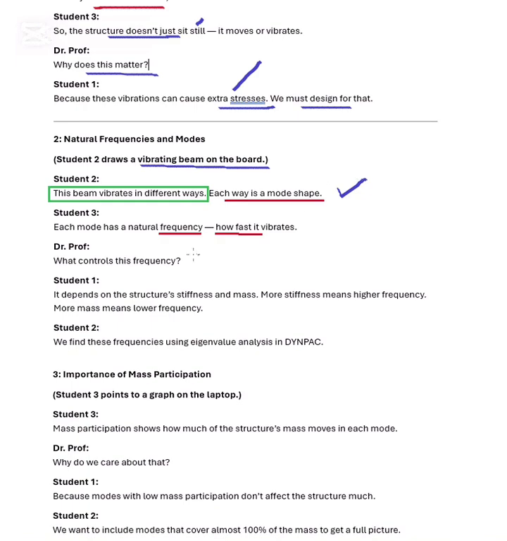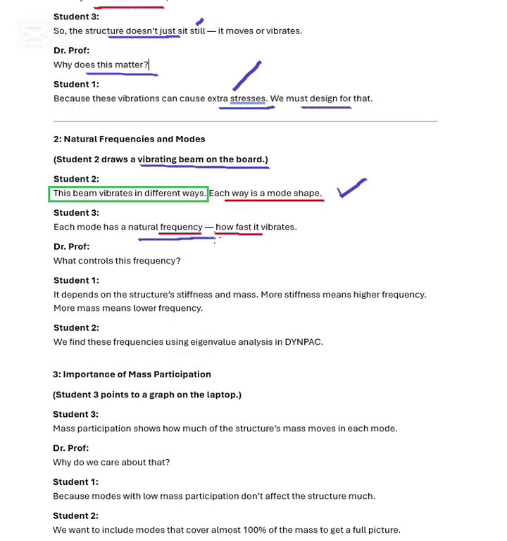And each mode has a natural frequency. Frequency means how fast it vibrates. For example, if you are going to some place very frequently, that means your speed is very fast, right? If the frequency is high, it means it completes the cycle very fast. And very low frequency means the time it takes for you to come back to some place takes a lot of time.